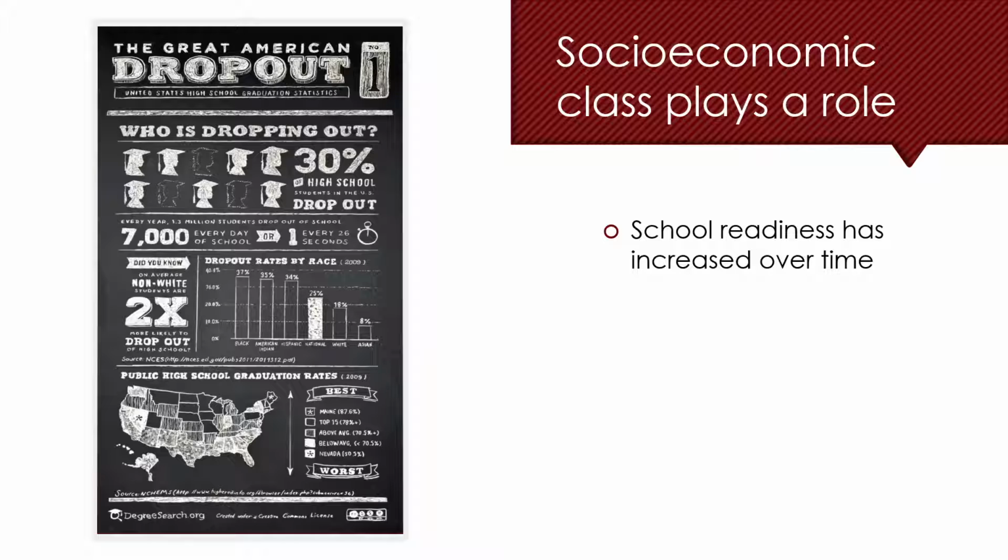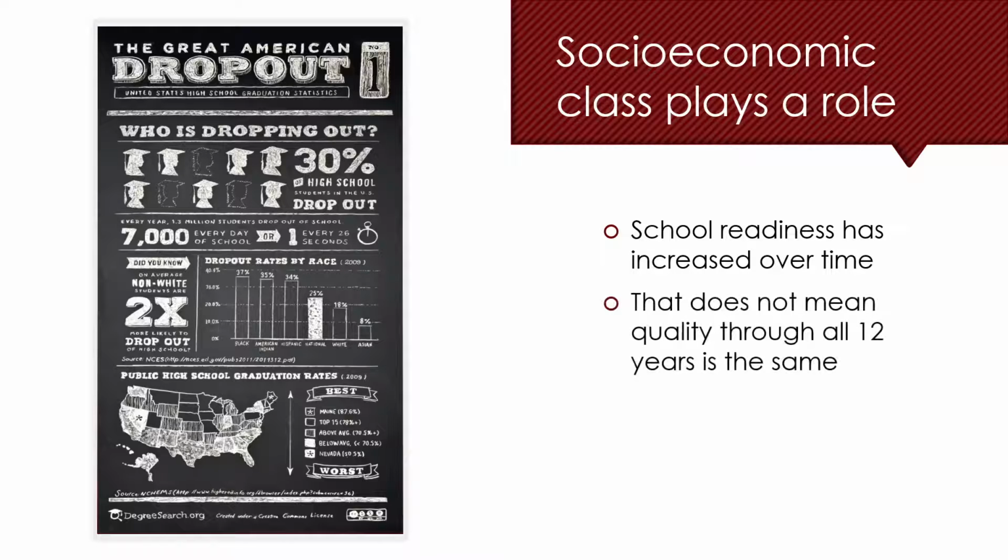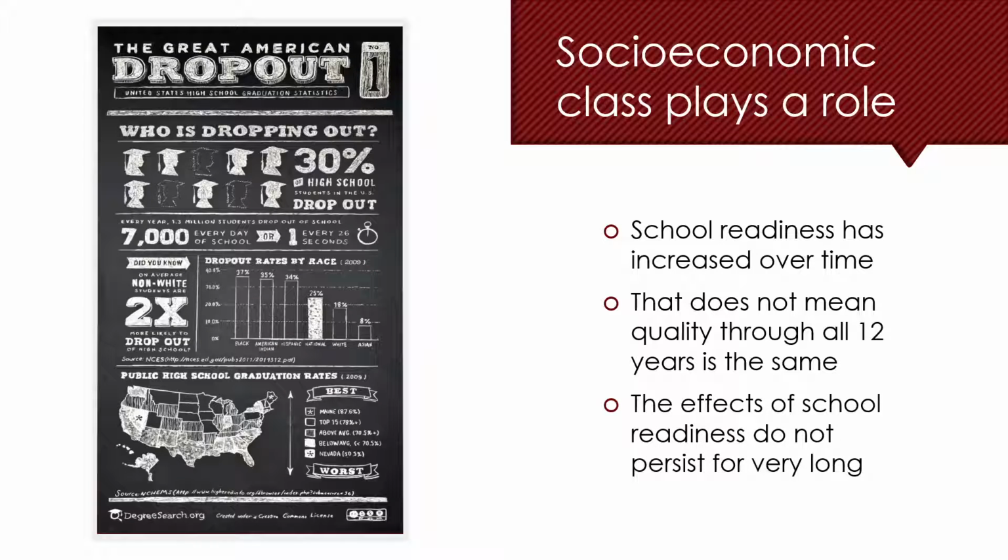Even if the gaps were closed at the start of education, like kindergarten, that wouldn't guarantee that over the course of the 12 grades, an underprivileged student would learn the same amount as a privileged one. The effects of this school readiness do not persist for long either.